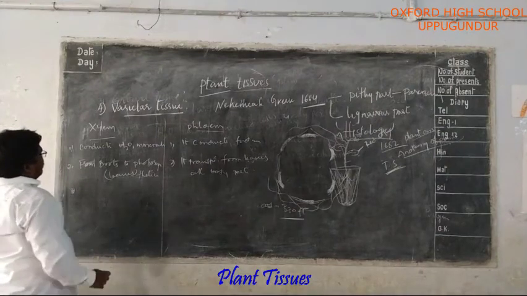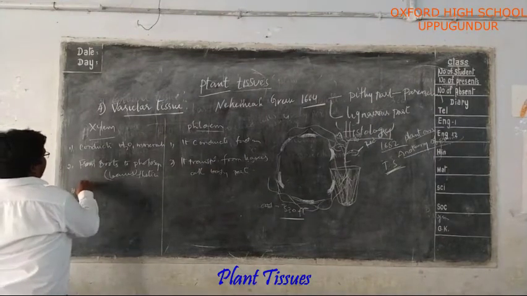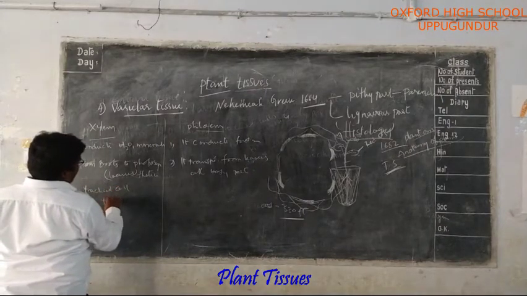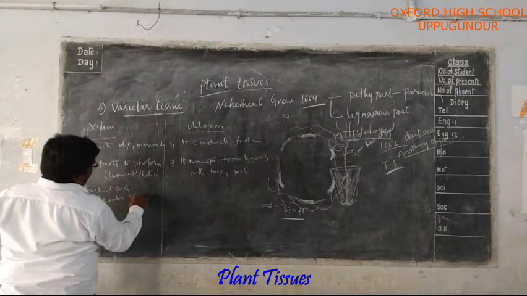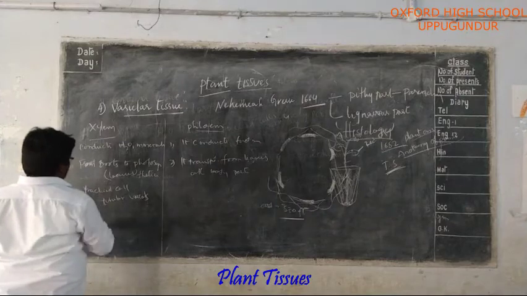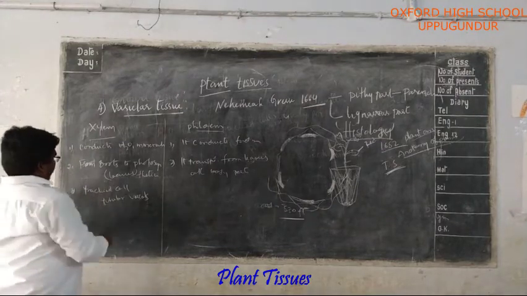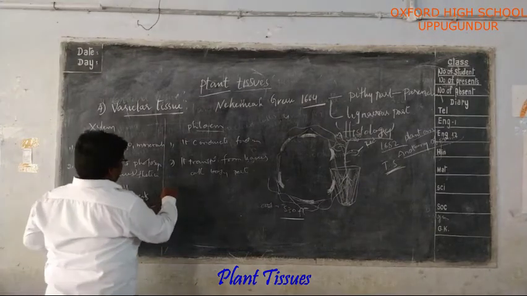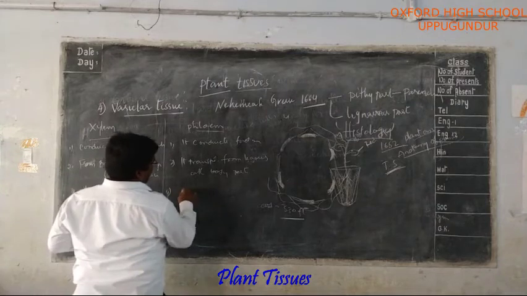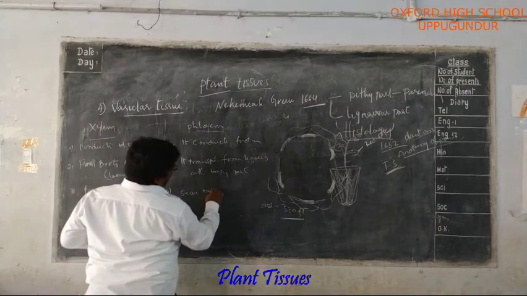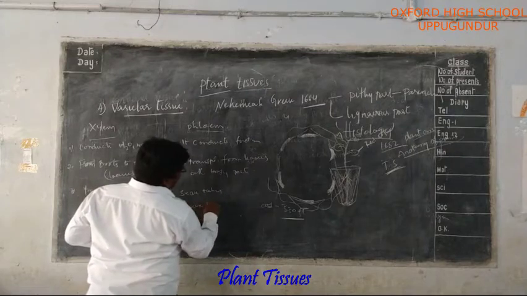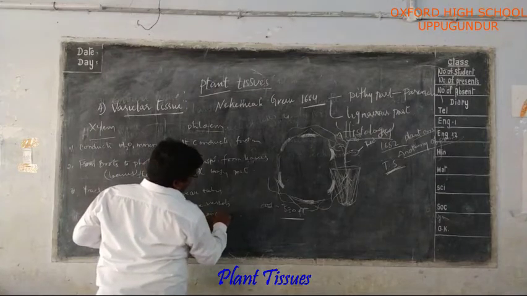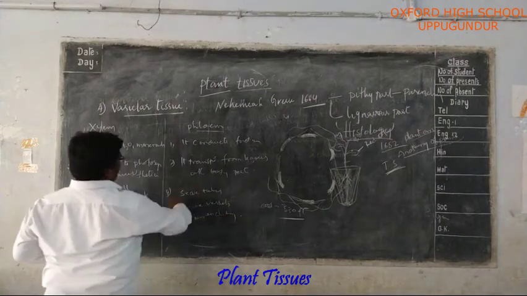Now, what are the parts present here? In xylem: tracheids, tubular vessels, and parenchyma are present. In phloem: sieve tubes, sieve cells, and parenchyma are present.